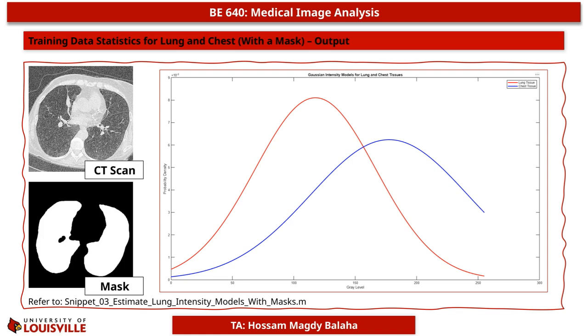The slide refers to the MATLAB script, snippet_03_estimate_lung_intensity_models_with_masks.m, which is associated with generating or estimating these statistics using mask data. So, the main takeaway is that this output is organized around mask CT data, providing the basis for analyzing lung intensity patterns, while keeping the region of interest clearly defined.